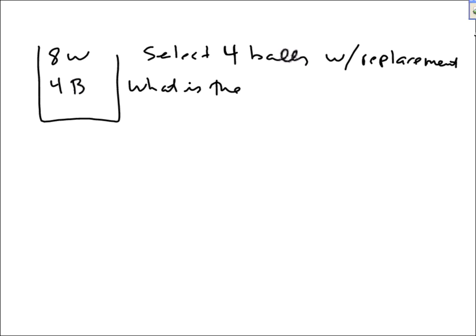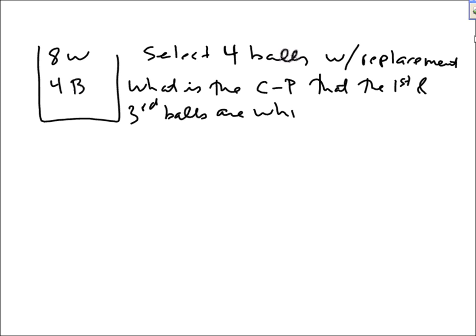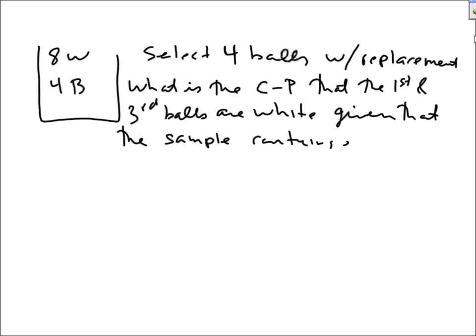What is the conditional probability that, say, the first and third balls are white, given that the sample contains exactly 3 whites?